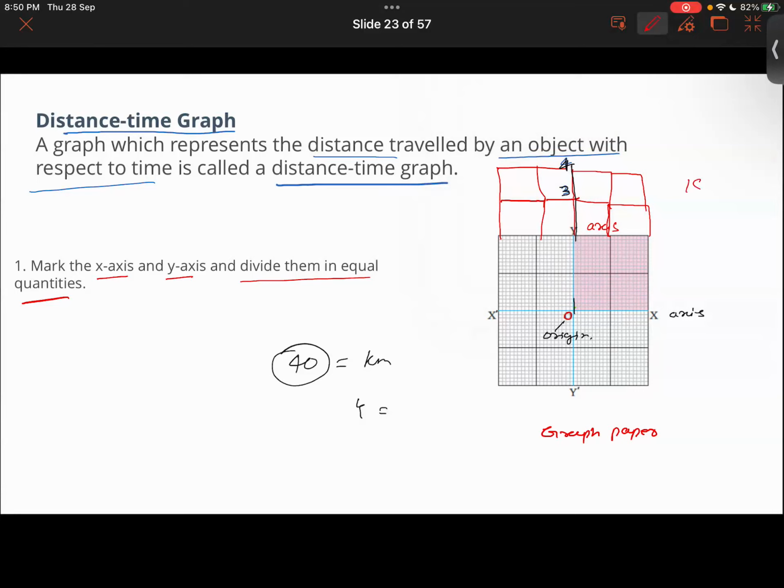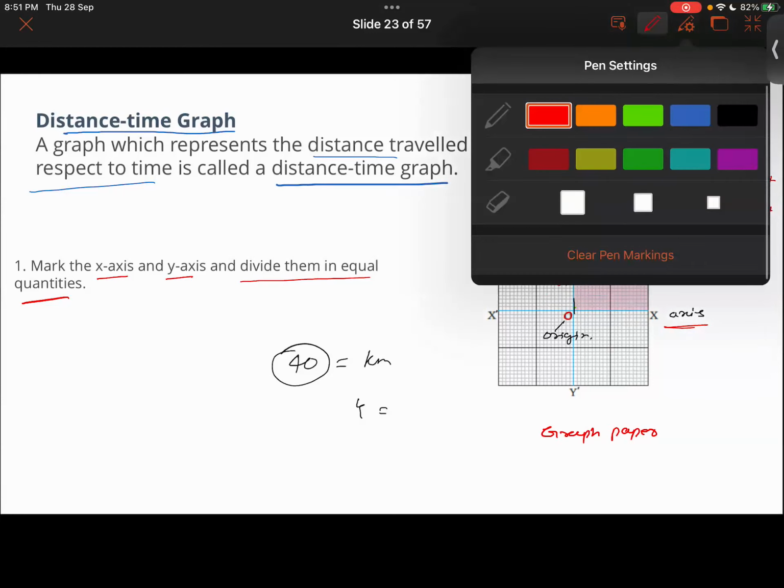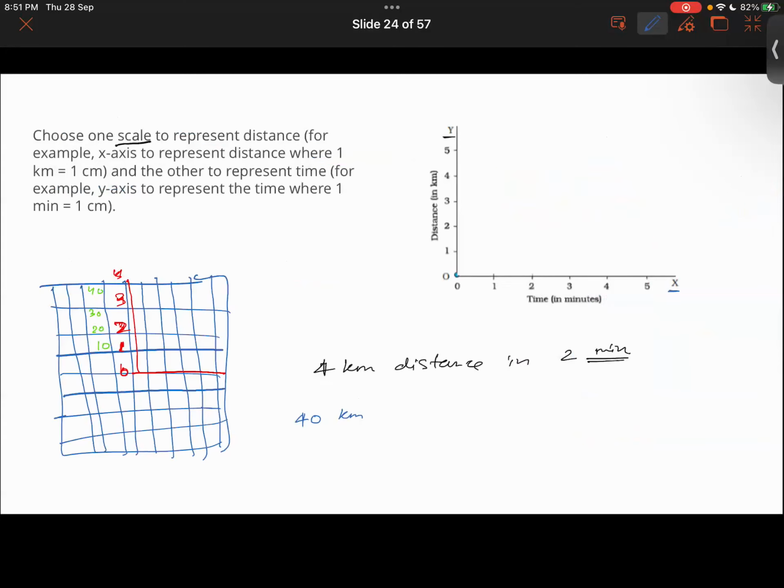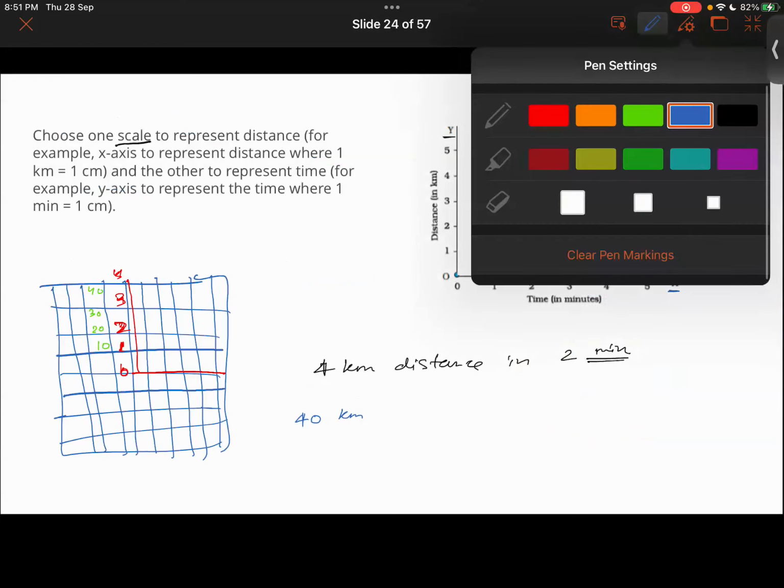So what we did now, instead of taking 1 square equals 1 unit, we consider 1 square equals 10 units. 10 units is nothing but kilometers here, or it could be hours if we were talking about the x-axis. In that case, I will be taking it as 10 kilometers, then 20, then 30, then 40. Getting it? So the scale to be taken has to be appropriate.